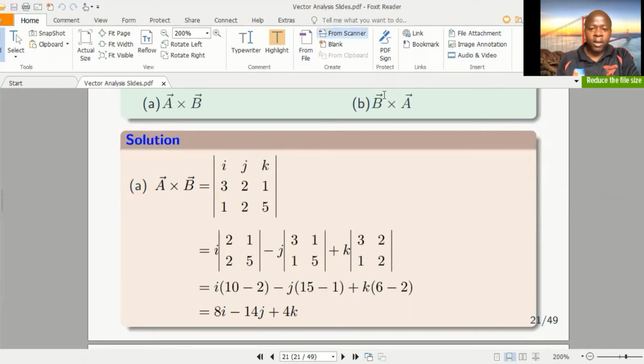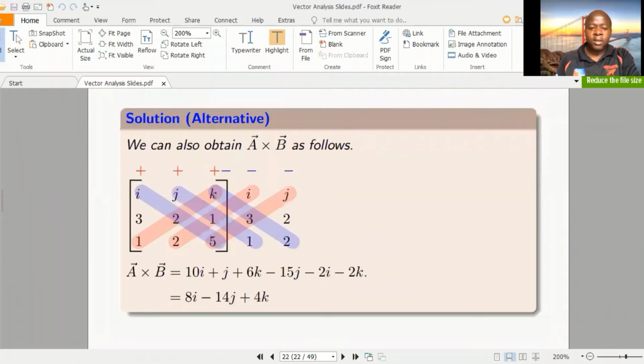Or you can just do it the way I already said at the beginning, that to get B cross A, just multiply this by negative. Because when you multiply this by negative, you have B cross A giving us negative 8I plus 14J, then minus 4K. We can do it that way. That looks easier and fast. But if you don't want that, you can still do it the same way we did at A.